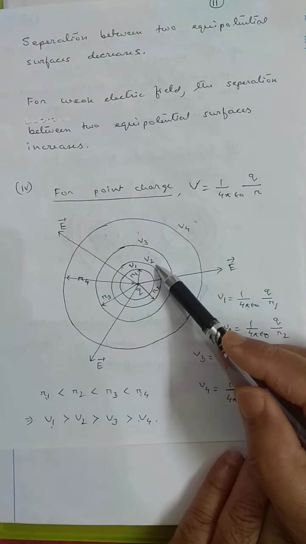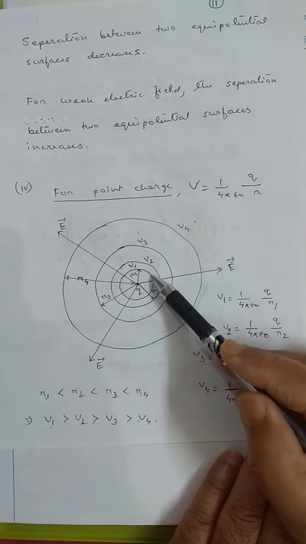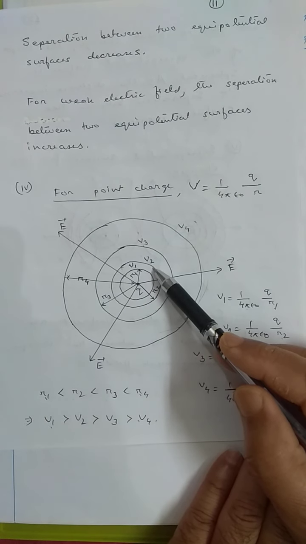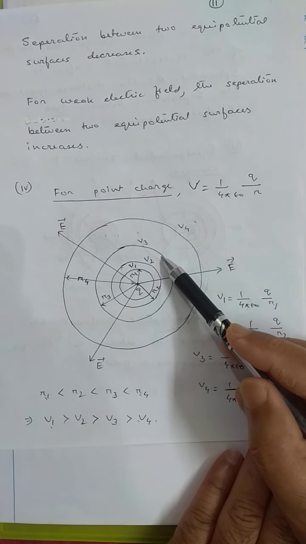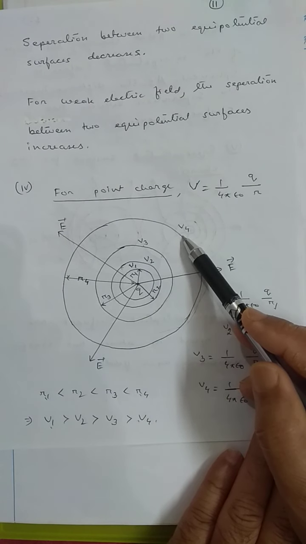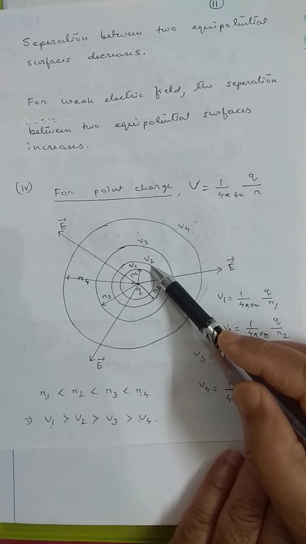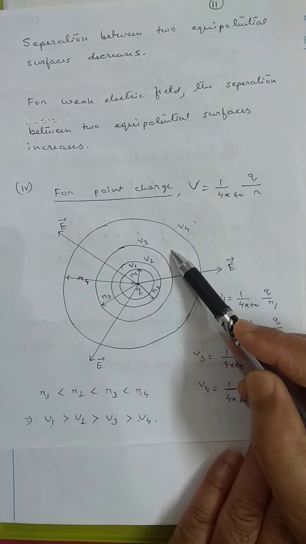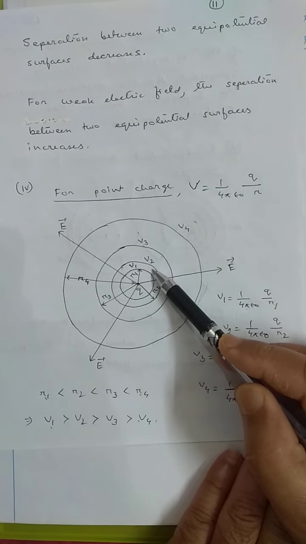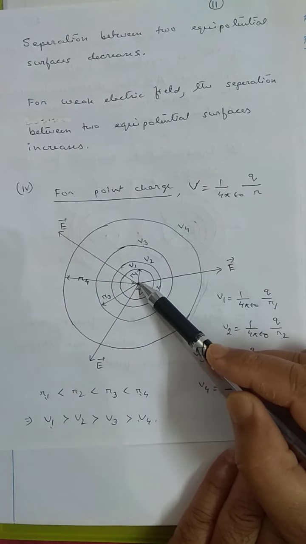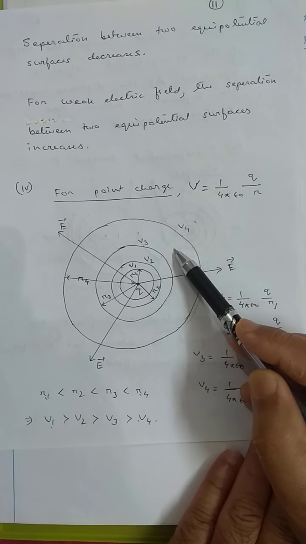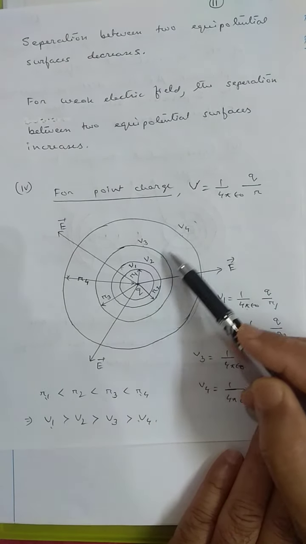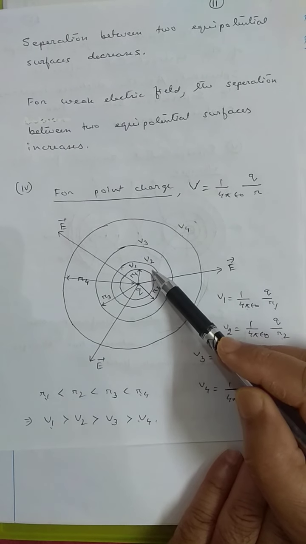You just see the separation between V1 and V2, separation between V2 and V3, separation between V3 and V4. So separation between V3 and V4 is more than separation between V1 and V2. That means electric field here is weak. Electric field here is strong. Yes, it is true. Because this point is close to the origin of the electric field, and this point is away from the origin of electric field. So here electric field is weak, here electric field is strong.